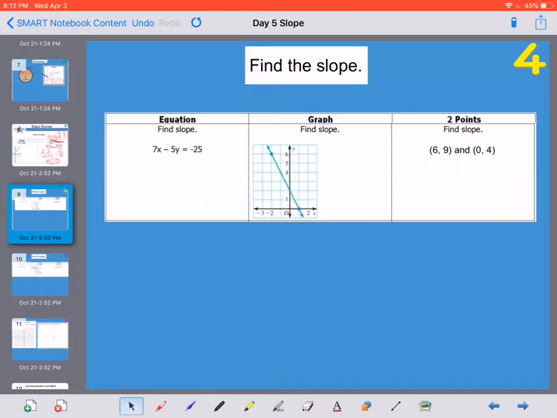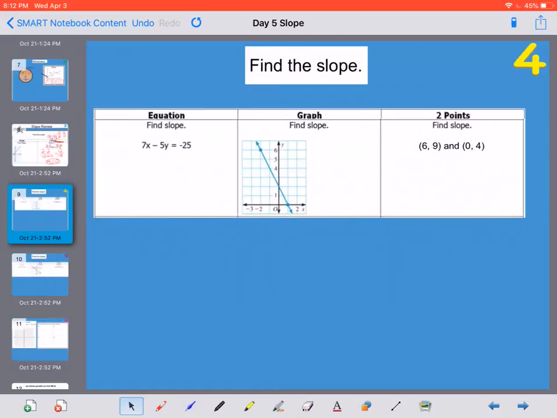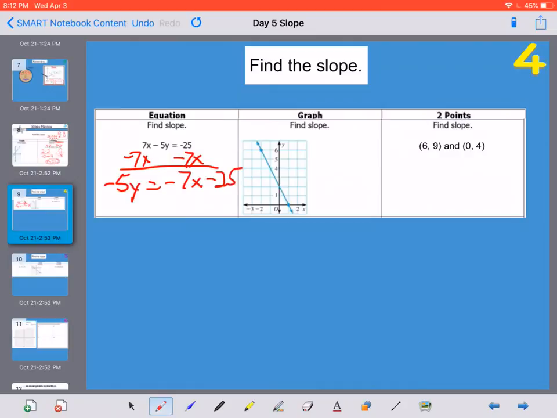Alright, this one, our equation is not in slope-intercept form, so we need to make it that way. We need to get y all by itself. So what I'm going to do is subtract 7x from both sides, and we're going to get negative 5y equals negative 7x minus 25. Remember, we can't combine the 25 and the 7 because the 7 has an x on it.